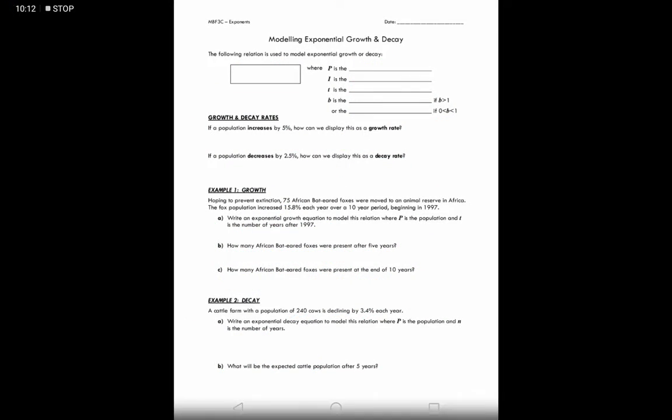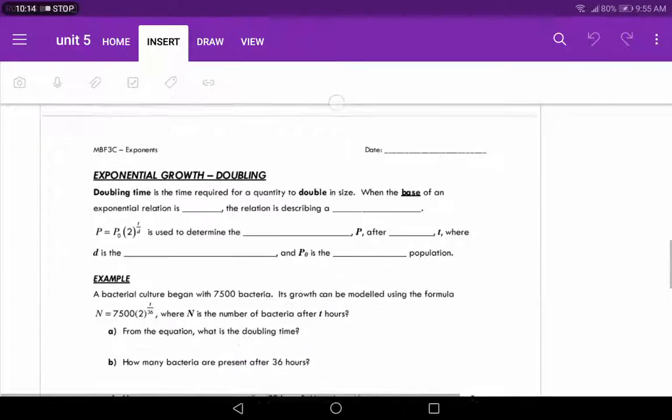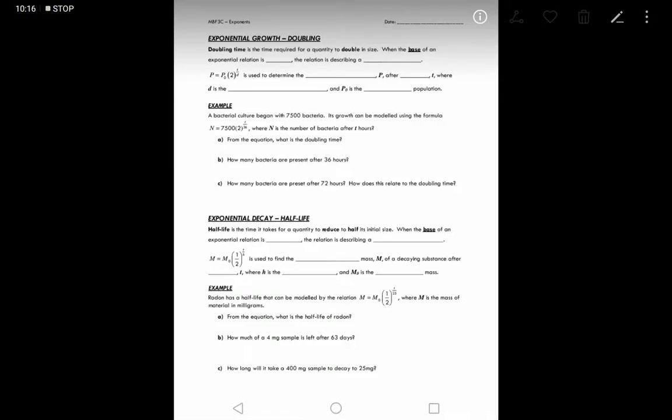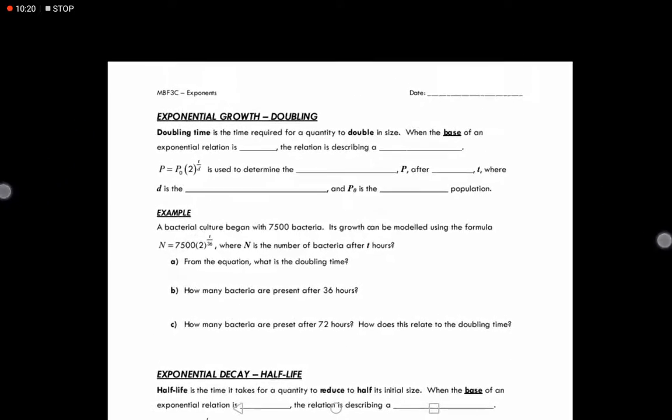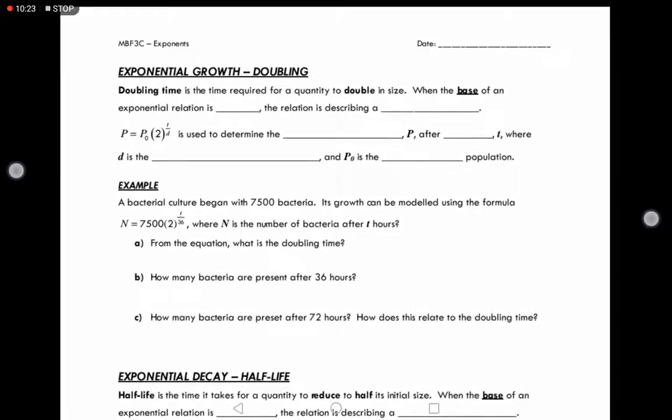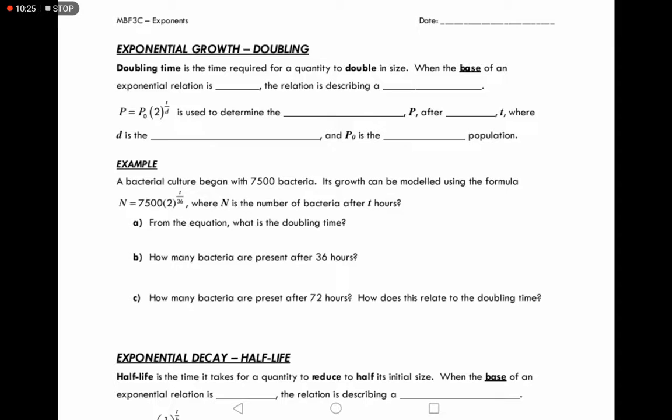So we're just going to continue. We have one last page. All right, so again, we're still looking at this exponential growth and decay, but we're going to talk about some specific instances that you will see come up multiple times in this unit.